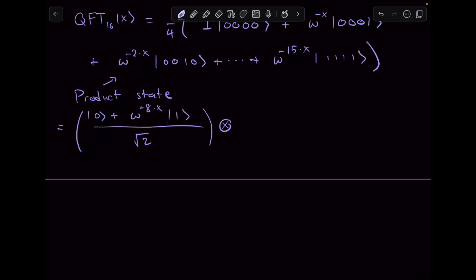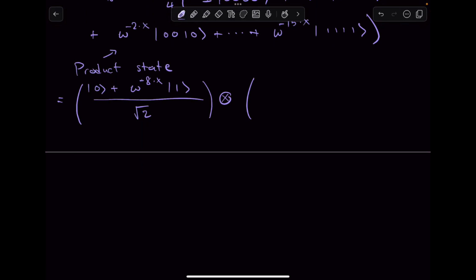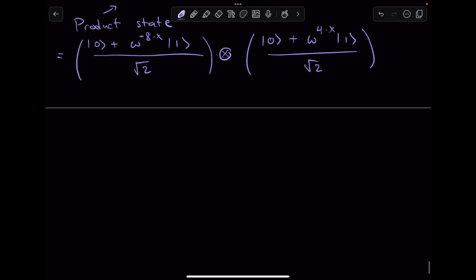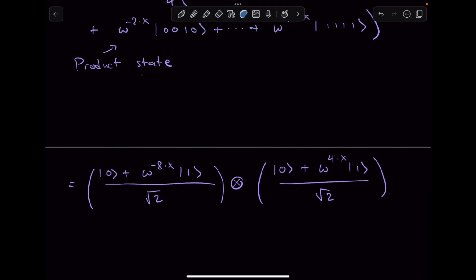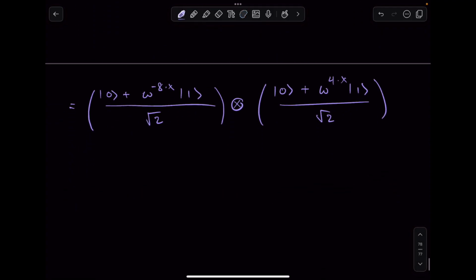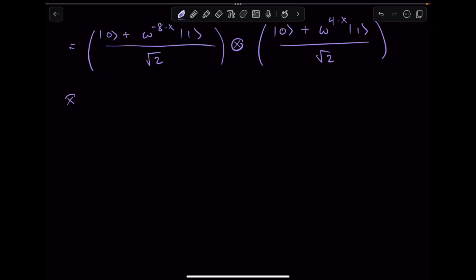And then the second qubit is in a similar state, but instead of minus 8 times x, we have minus 4 times x over root 2. And I'm just going to move this down really quickly. And then for the last 2 qubits, we do the same thing and we just cut it down again by a factor of 2.